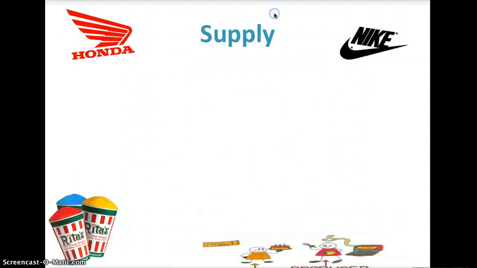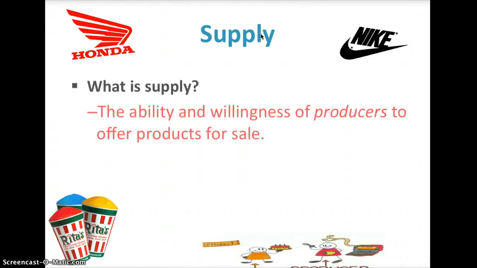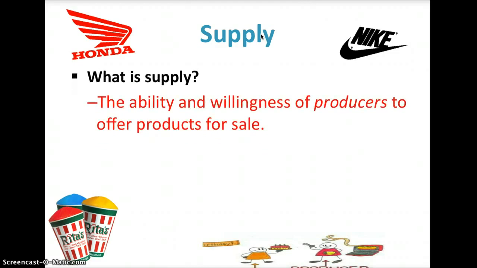Let's go through supply again. All right. So last night I had you look at demand again with me. We're going to do the same thing here tonight. So we talked about the law of demand and how demand is influenced by price, but we can't look at just demand without looking at supply. So let's look at supply. So supply, what is it? The ability and willingness of producers to offer products for sale.